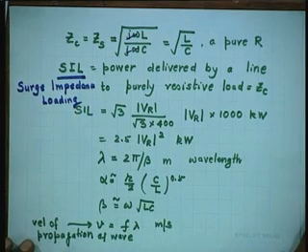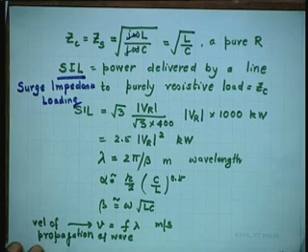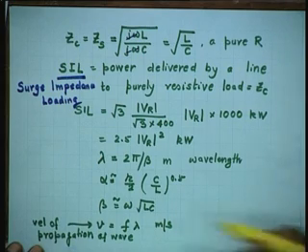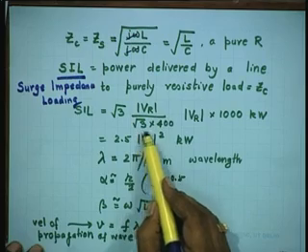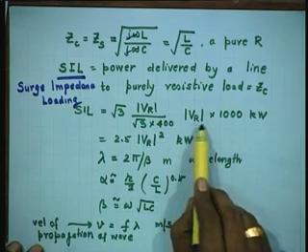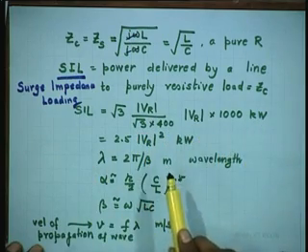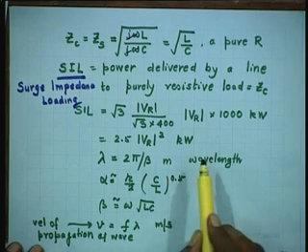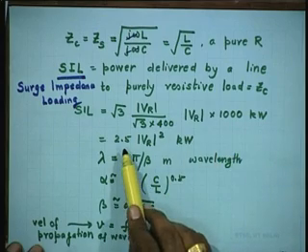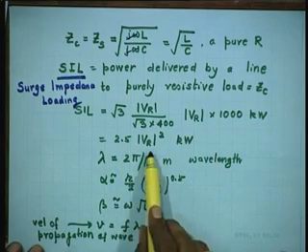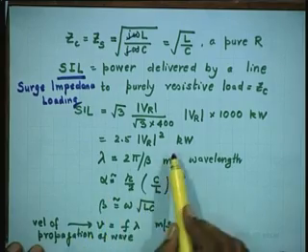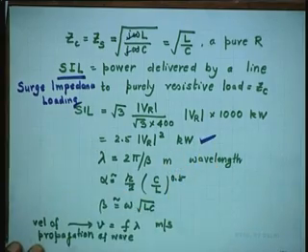It is a very important parameter. It is the power delivered by a line to a purely resistive load equal to ZC. SIL can be computed by finding root 3 VR by root 3 400 VR into 1000 kilowatt. This is the power delivered. On simplification you get 2.5 times VR square kilowatt. This is the formula for calculating SIL once you know the receiving end voltage.